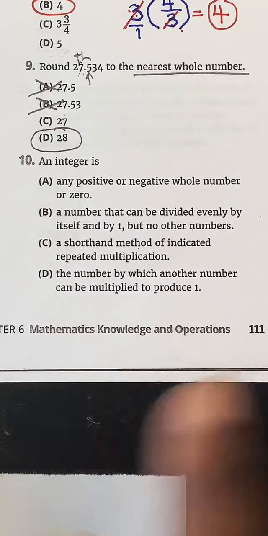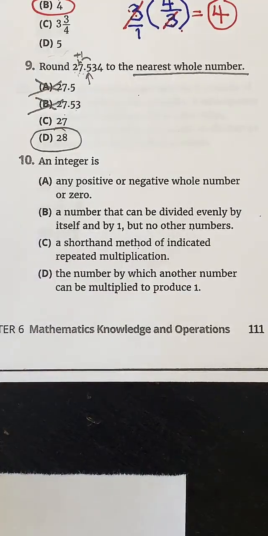All right. An integer is: A, a positive or negative whole number or 0. B, a number that can be divided evenly by itself and by 1, but no other numbers. C, a shorthand method of indicating repeated multiplication. Or D, the number by which another number can be multiplied to produce 1.